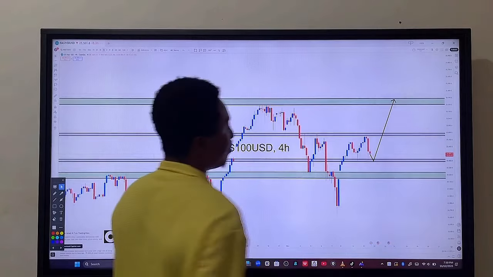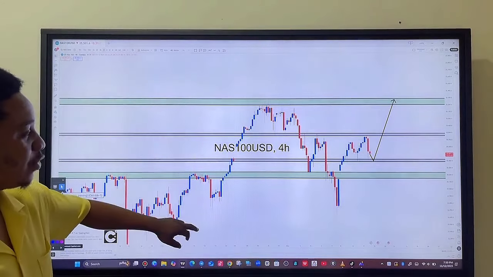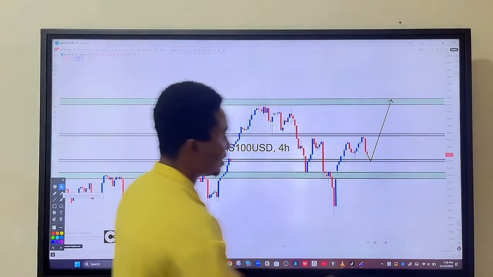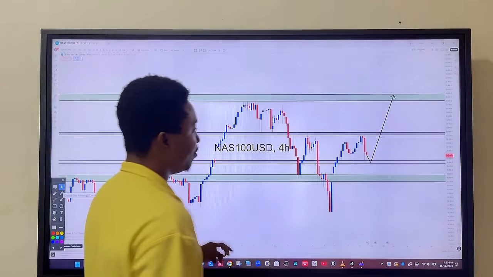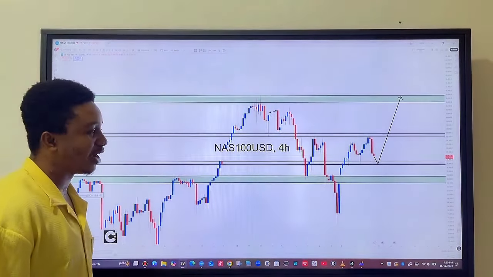So NAS 100, this is the full and complete technical analysis. A very beautiful pair, which we are likely to get a very good entry on tomorrow. So that's it also for NAS 100.